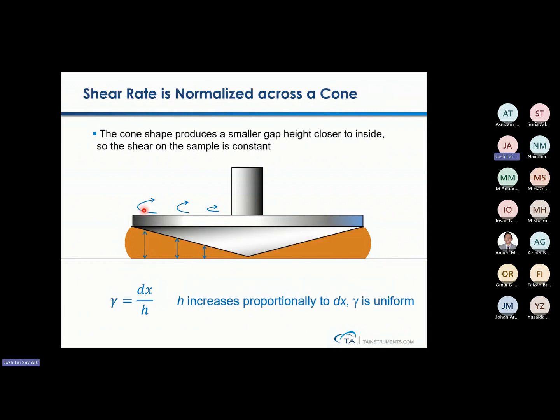But for cone and plate, typically when you want to do a viscosity measurement, which is a rotational test, I always advise customers to go for cone and plate because it always has a constant shear rate across the sample. Okay.